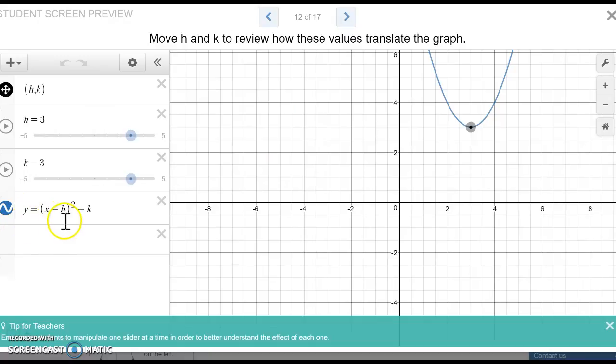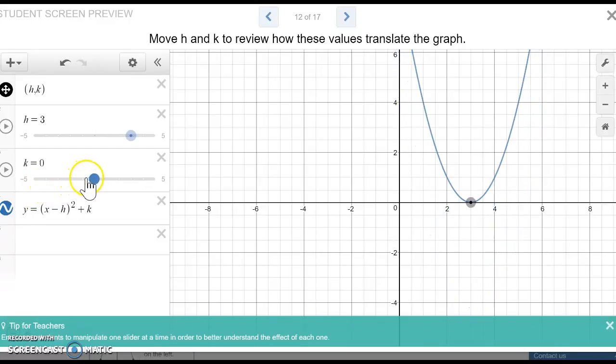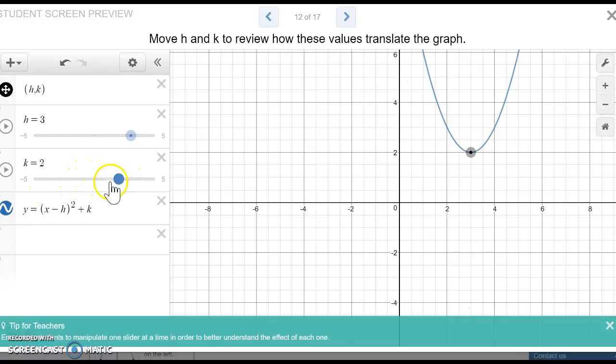Okay, so we are looking again at an equation that looks similar. We have parentheses around this x, we have a value subtracted, and we have a k value at the end. And these are just variables that we commonly use in the language of mathematics to stand in place of the horizontal shift, that would be h, and the vertical shift, that would be k, right? So if I look at k first, I can change my slider, so that's going to be this value at the end. As I move this slider down, my graph shifts down. As I move it in the positive direction, it shifts up, okay?